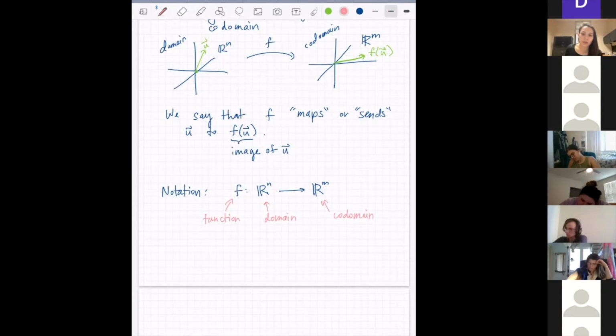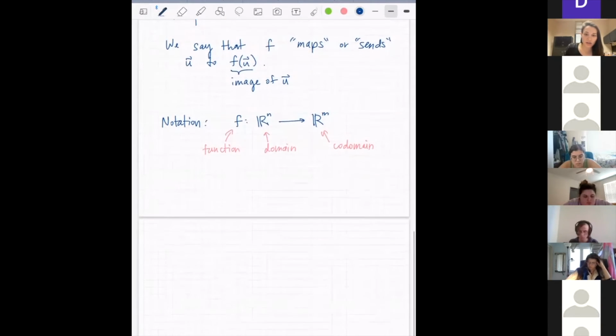Right? And so this really encodes some important information about the function. It tells you what the domain is and what the codomain is. When we write down a function in other classes, we oftentimes don't even tell you what the domain is, and it's sort of implicit or implied. So in this class, we want to be very explicit about what the domain of the function is and where it's ending up. Okay, so this is the notation that we'll use.